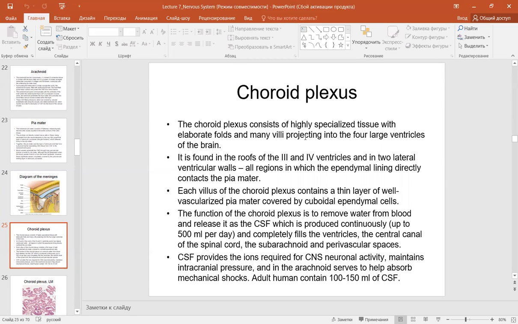The function of the choroid plexus is to remove water from blood and release it in the cerebrospinal fluid, which is produced continuously up to 500 milliliters per day, completely filling the ventricles, the central canal of the spinal cord, and subarachnoidal and perivascular spaces. Cerebrospinal fluid provides the ions required for central nervous system neuronal activity, maintains intracranial pressure, and in the choroid arachnoid serves to help absorb mechanical shocks.